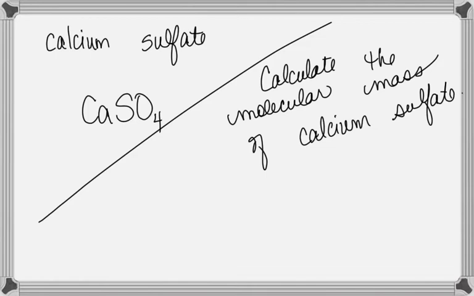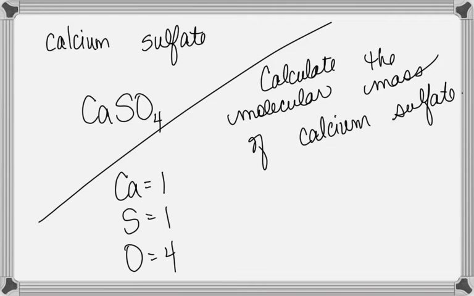Now, in CaSO4, do y'all agree that it contains calcium and sulfur and oxygen? How many calciums are in CaSO4? 1. This part's easy, yeah? How many sulfurs are in CaSO4? 1. How many oxygens are in CaSO4? 4. Do you know what the mass of a single calcium is?